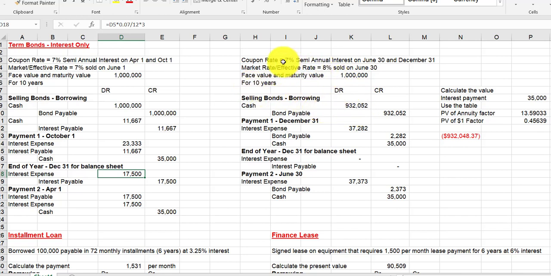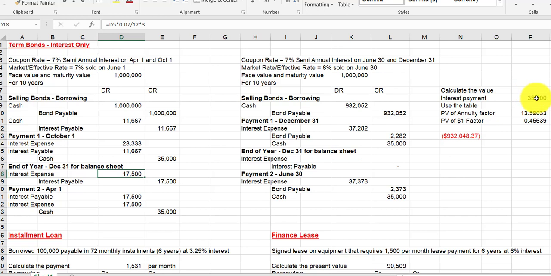Now, because the coupon rate and the effective rate are different, we have to use the present value calculation to know how much cash we're going to receive. It's not going to be exactly $1 million. It's going to be different. In fact, it's got to be less because we're paying less than the effective rate. And that means that those that are going to loan us the money are only going to be willing to loan us less than the $1 million.